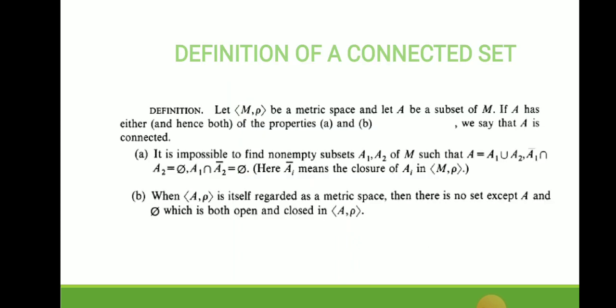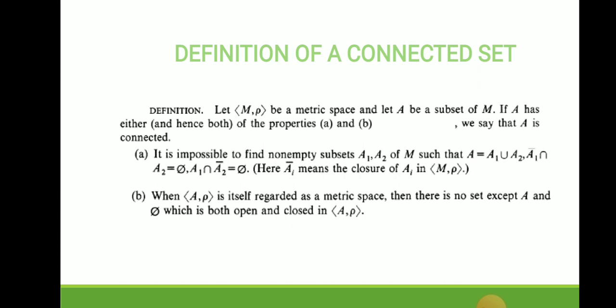Definition of a connected set in a metric space. First, consider a metric space M with metric rho. In that metric space, let A be a subset. A is said to be connected if either of the following properties holds.